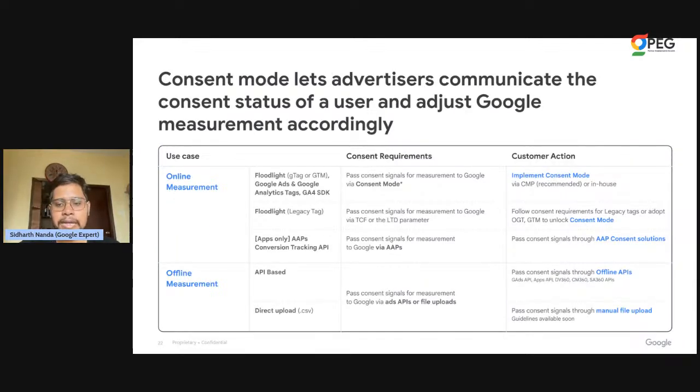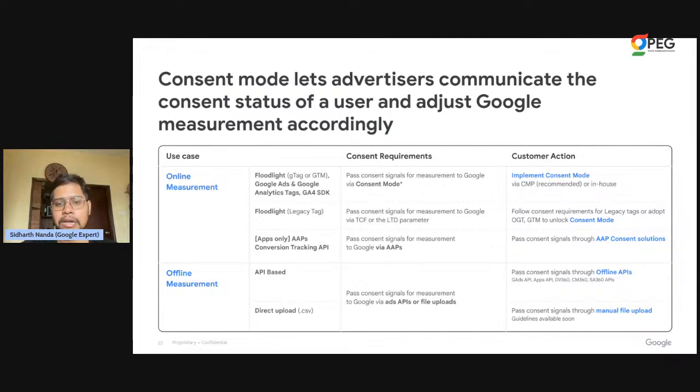Google offers a plethora of options to integrate consent mode based on the correct use case. For online measurement, depending on the buying platform you have, consent mode can integrate with Floodlight, with Google Ads tags, or the Google Analytics for Firebase as well. We usually recommend, like I mentioned before, using a CMP partner solution, but feel free to use an in-house solution as well to implement the consent mode.